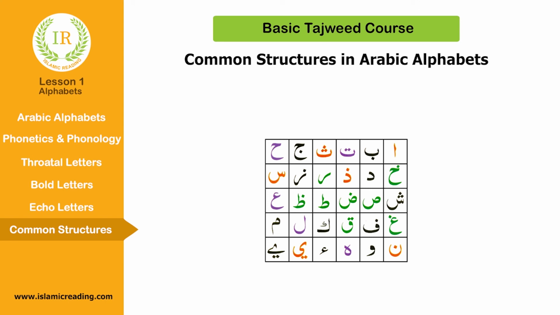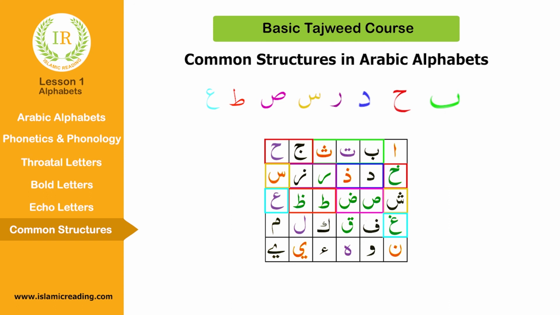In the end, let's see some common structures in the Arabic alphabets. More than 80% of the Arabic alphabets have common structures. For example, Ba, Ta, and Tha have this common structure. Jim, Ha, and Kha, they have this common structure. Dal and Zal, this. Ra, Za, this. Sin, Shin, this structure. Sad, Dad, this structure. Ta and Za, this structure. Ain and Ghain, this one. Remaining the letters, they have their individual forms.